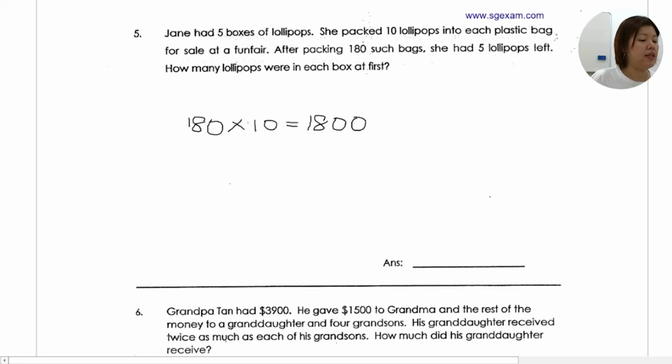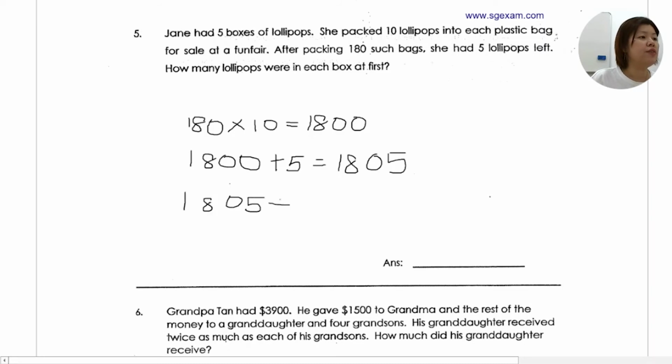And then to this 1,800 we need to add 5, because 5 were left, so that we can find what was at first in the boxes. So this 1,805 is for 5 boxes. So one box will be 1,805 divided by 5. And we will get 361.